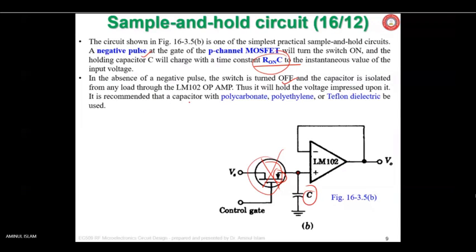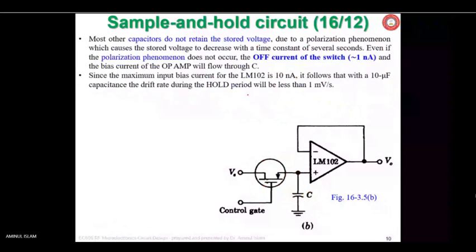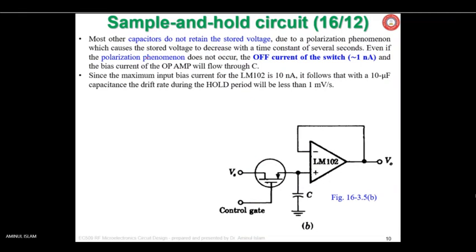Thus, it will hold the voltage impressed upon it. It is recommended that a capacitor with polycarbonate or polyethylene or Teflon dielectric be used. I mean, a good quality capacitor is required. Most other capacitors do not retain the stored voltage. That's why the author is recommending those capacitors, due to the polarization phenomena, which causes the stored voltage to decrease with a time constant of several seconds. Even if the polarization phenomena does not occur, the off current of the switch is of the order of 1 nanoampere.